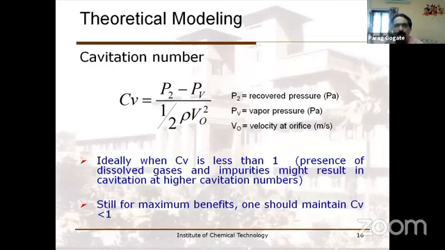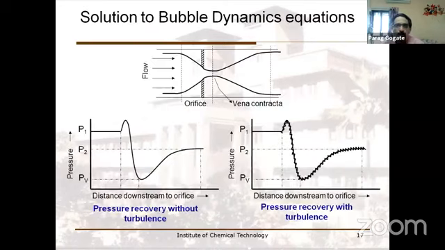The ideal recommended range, based on whatever experiments we have done, is about 0.1 to 0.4. Below 0.1, you don't want to operate, because it generates too many cavities, and then you will get a cushioning effect, which is reduced cavitational intensity. So the typical range is 0.1 to 0.4.